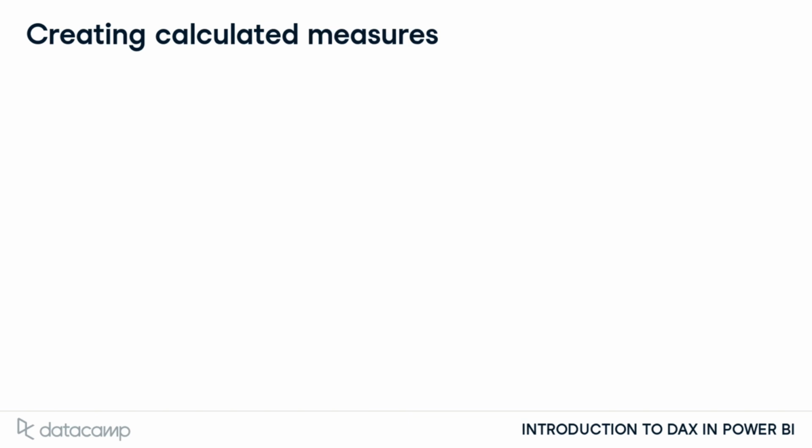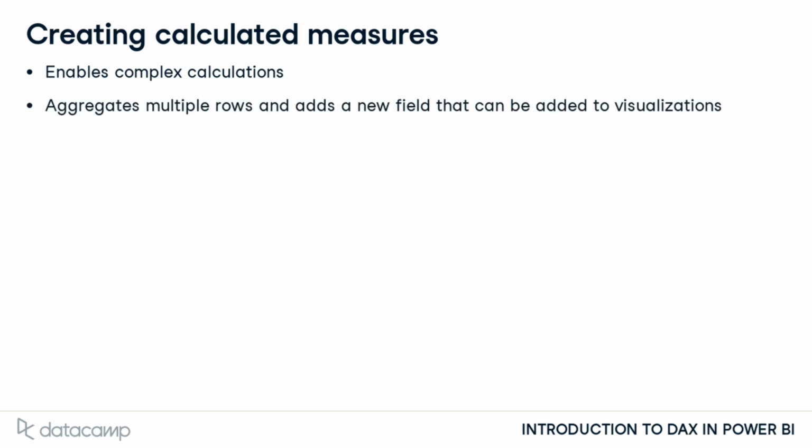Calculated measures work a bit different. Measures enable you to create complex calculations that can be used on your data. Where columns evaluate for each row, measures aggregate multiple rows and add a new field that can be added to a visualization. The measure itself is calculated at query time rather than when the data is loaded, and therefore gets updated as you interact and filter the data.